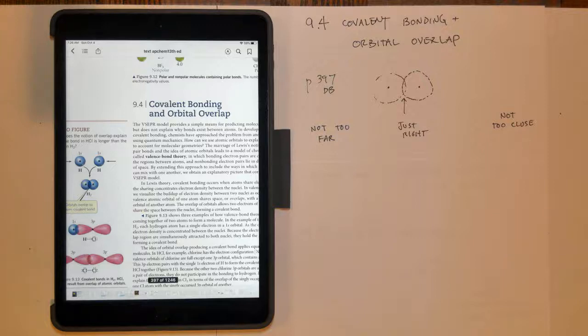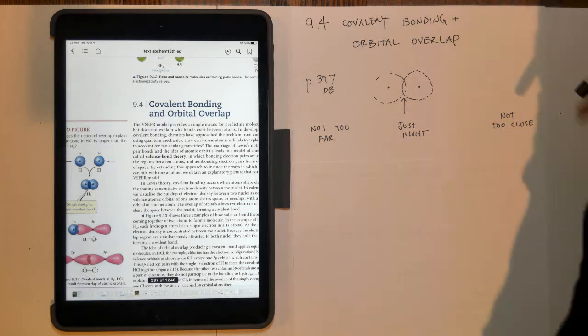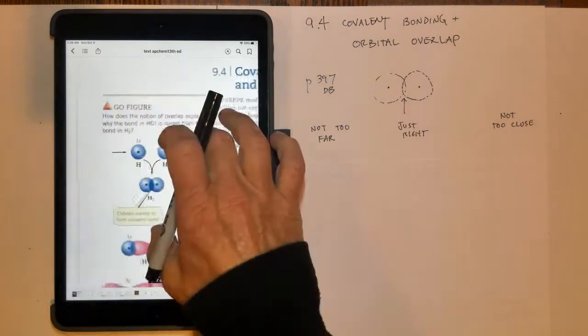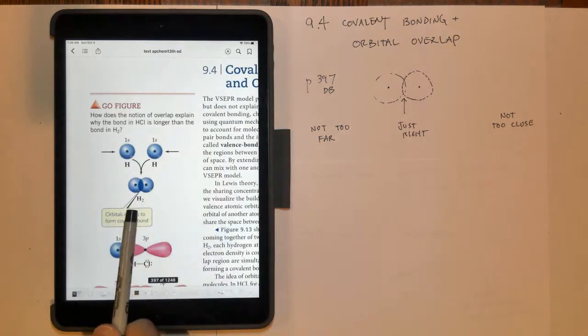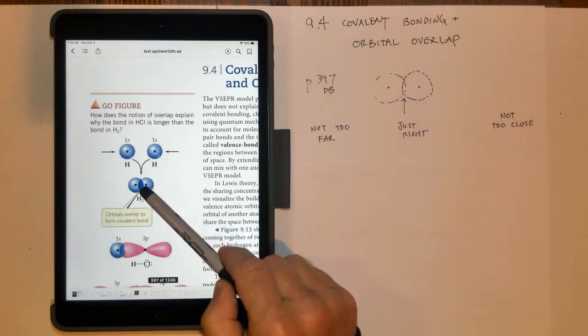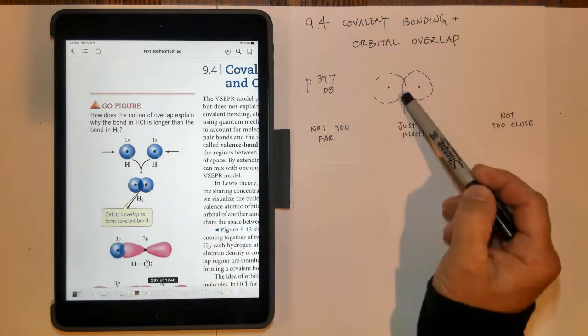Alright, this is section 9.4 and 9.5 that deals with covalent bonding, orbital overlap, and then it takes a look at the hybridization of these orbitals. So the first part, section 9.4, is something that a lot of people have already assumed. You assume that when two things come together, their orbitals, like these s orbitals in a hydrogen atom, are going to overlap.